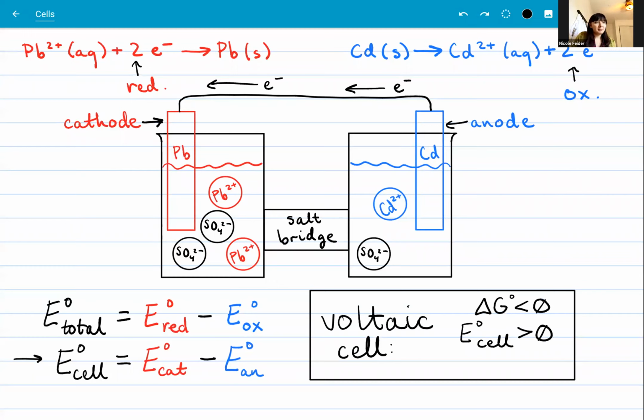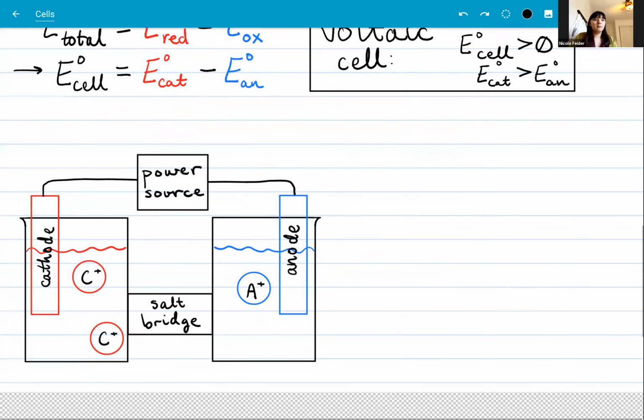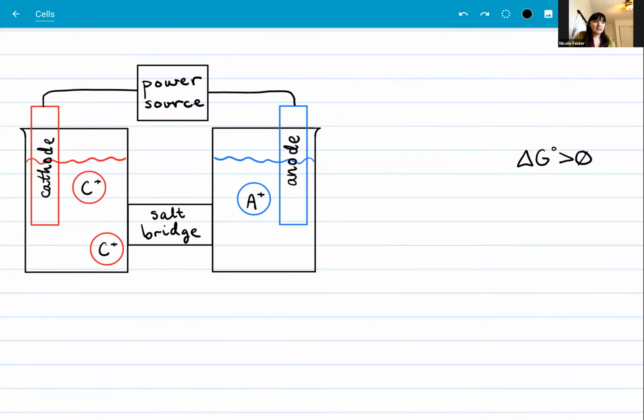But what about the opposite case? Can we apply electrical energy to a chemical reaction to make the reaction occur? We absolutely can, and that's actually how we store chemical energy in batteries to be used later. In this case, we will have a non-spontaneous reaction, so delta G will have to be positive. E cell then is negative, and therefore E cat will be smaller than E an.